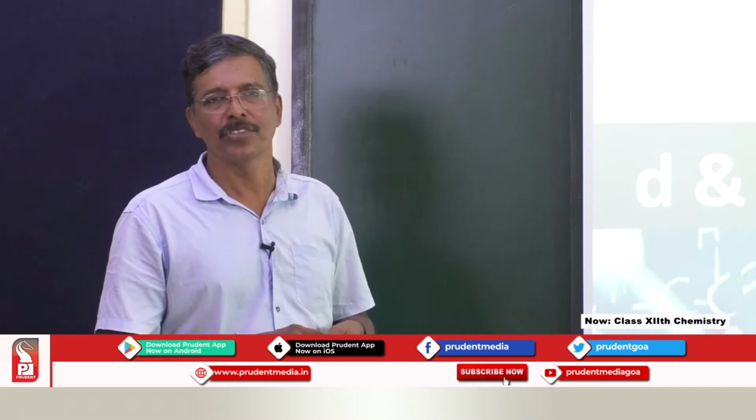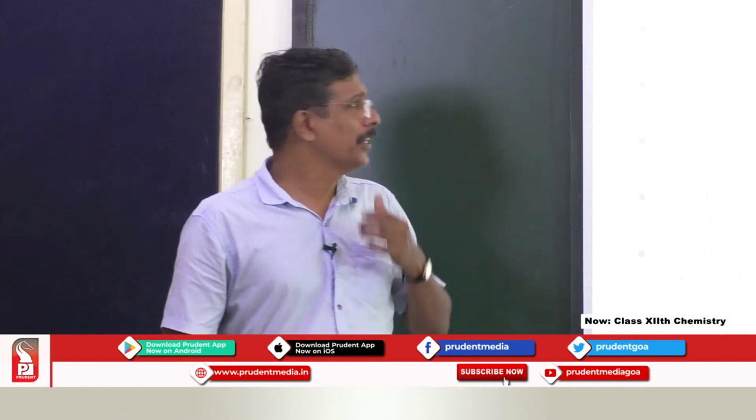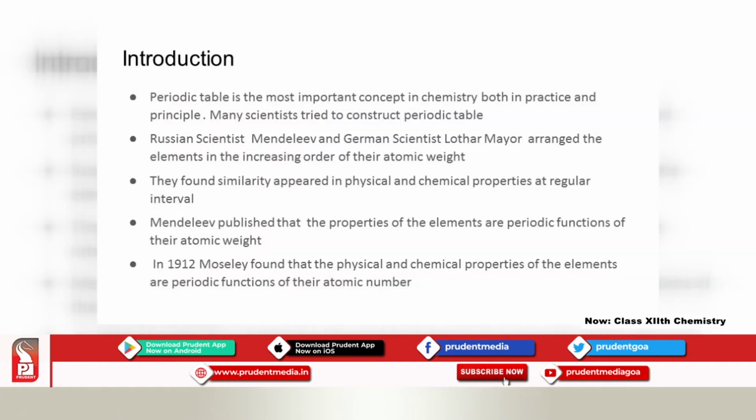Before that, we will see what the periodic table is. The periodic table is the most important concept in chemistry, both in practice and in principle. Many scientists tried to construct the periodic table, and it took about 100 years. Among them, two scientists, Mendeleev from Russia and Lothar Meyer from Germany, succeeded in this mission. They arranged the elements in increasing order of their atomic mass.